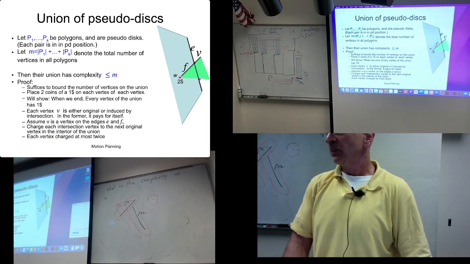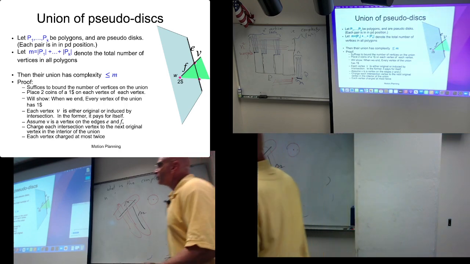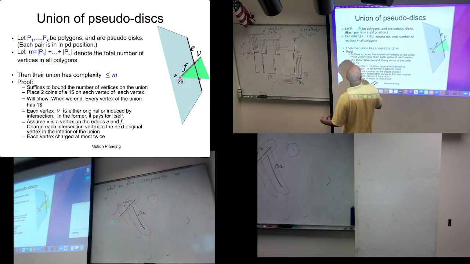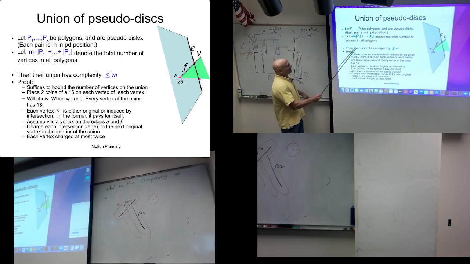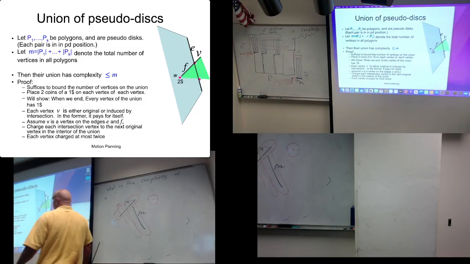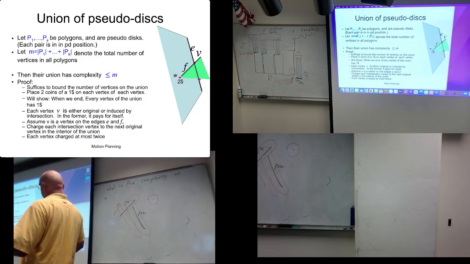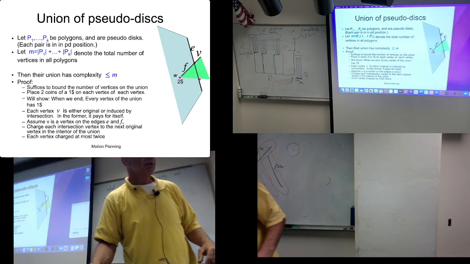Okay. Moving along. Let's assume that was for two objects. Now, let's assume that I have k polygons, convex, but each pair behaves like a pseudo-disk, or at most two intersections. And let n be the total number of vertices of each one of the polygons. I want to convince you that the total number of intersection points, vertices of the union, is at most m. And so it should be 2m. At most 2m. That's what we need to fix.